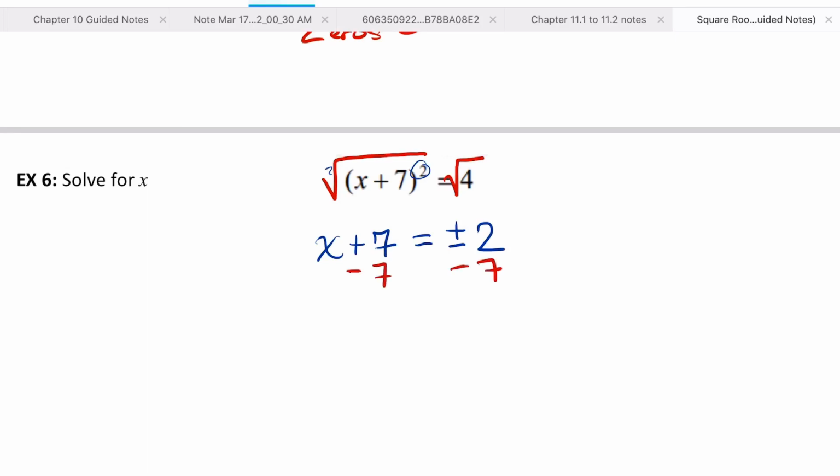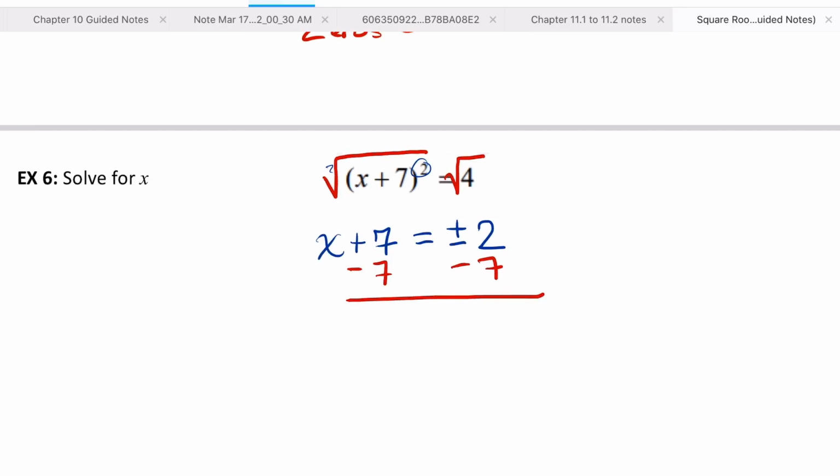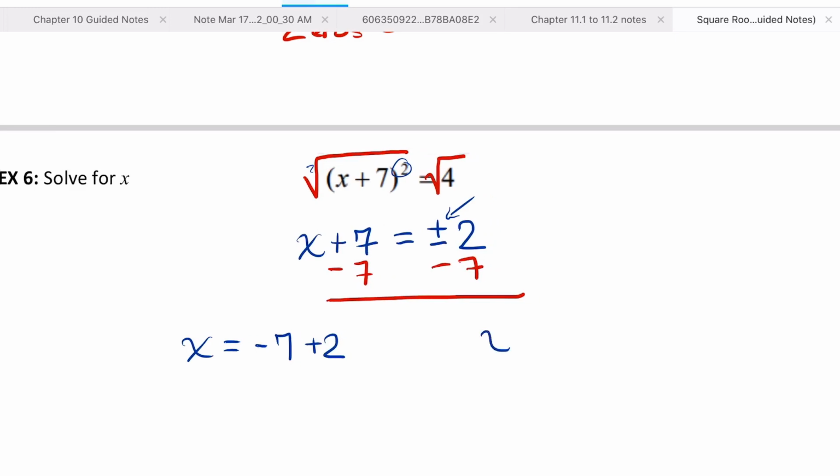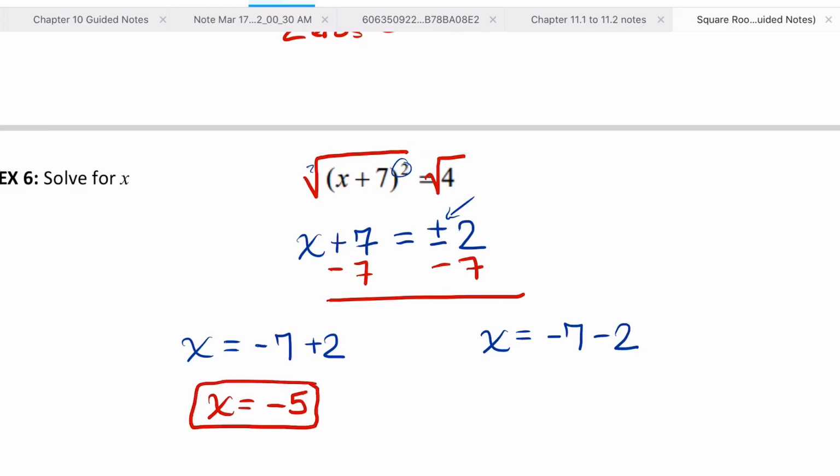Then you're going to subtract 7 from both sides. And I'm going to do what I did last time and just split it up, so I can see the 2 different solutions. So it's going to be negative 7 plus 2. You want to apply the positive 2 value to that. And then you're going to do another equation where it's going to be negative 7 minus 2. And those aren't really too difficult to figure out. Those are x equals -5, and then you got x equals -9.